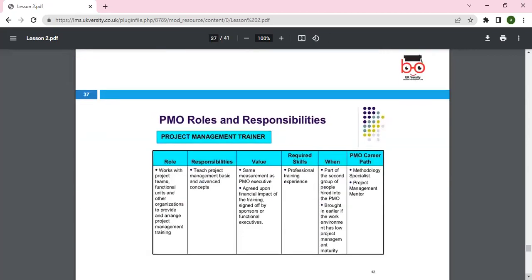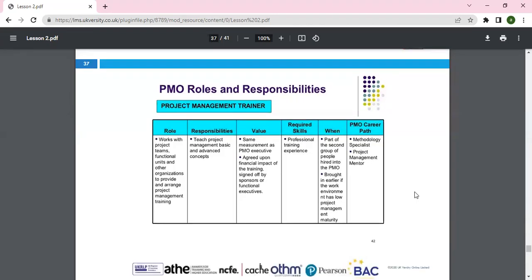Then we have a role as a project management trainee, if you want to be one. This role will work with the project teams, functions and units. The responsibility of the trainee is the basic and advanced concepts: program evaluation, Gantt chart, network diagram, and resource-based views. They should be aware of these when they are part of the second group of people brought in earlier, and they help to train.